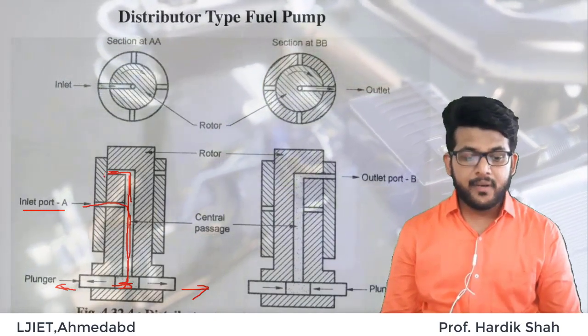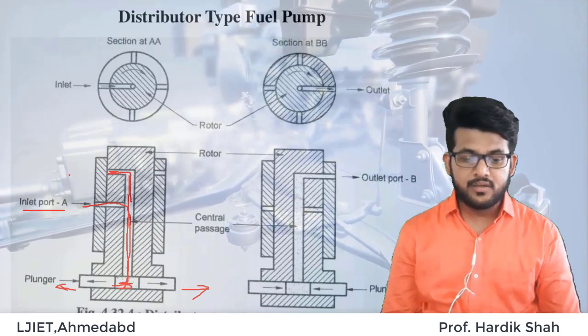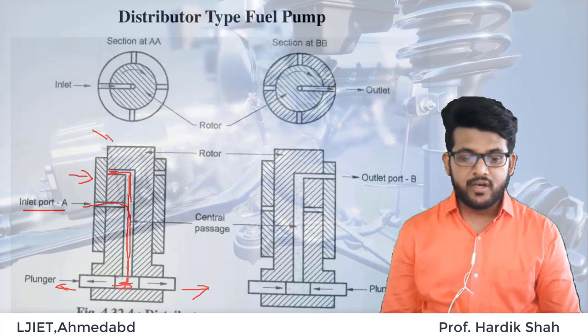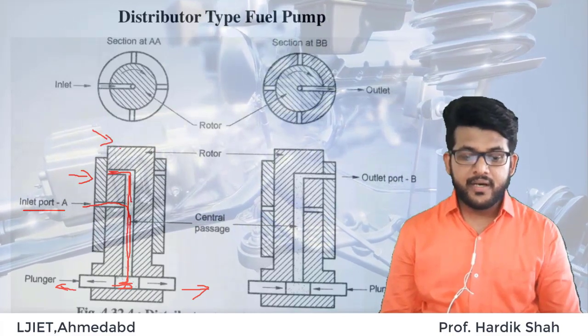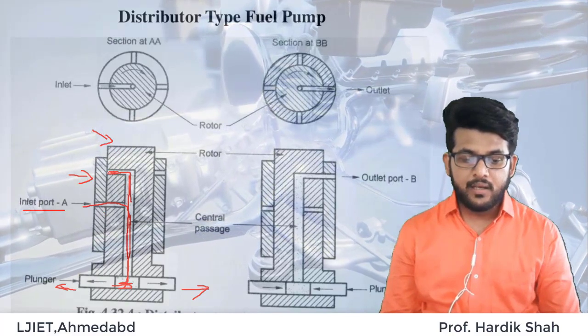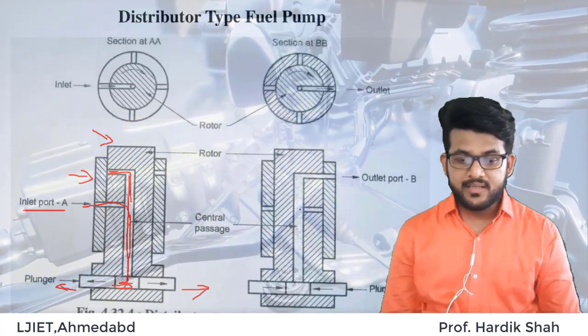Fine. So now we will rotate this cylinder. You can see this one is the outer cylinder. Fine. And this one is the inner cylinder. So we will rotate this inner cylinder. Now this fuel line will rotate and come in contact with this outlet. Now you can see this in the next figure.